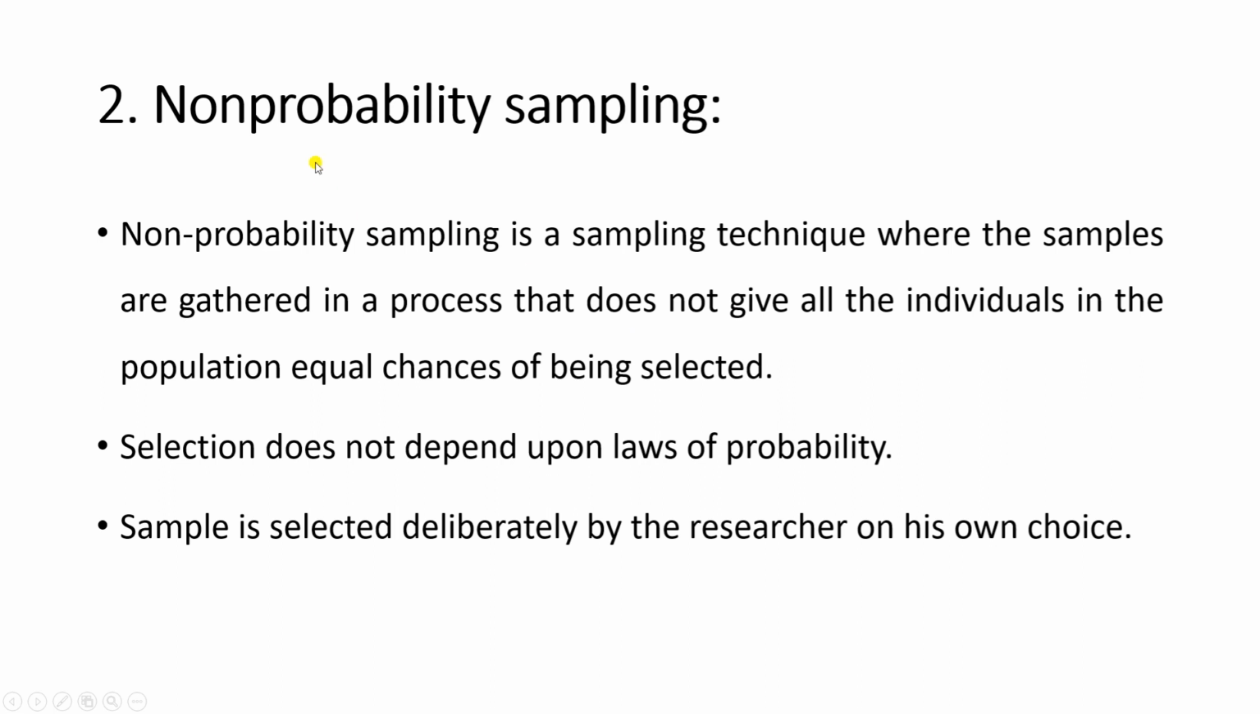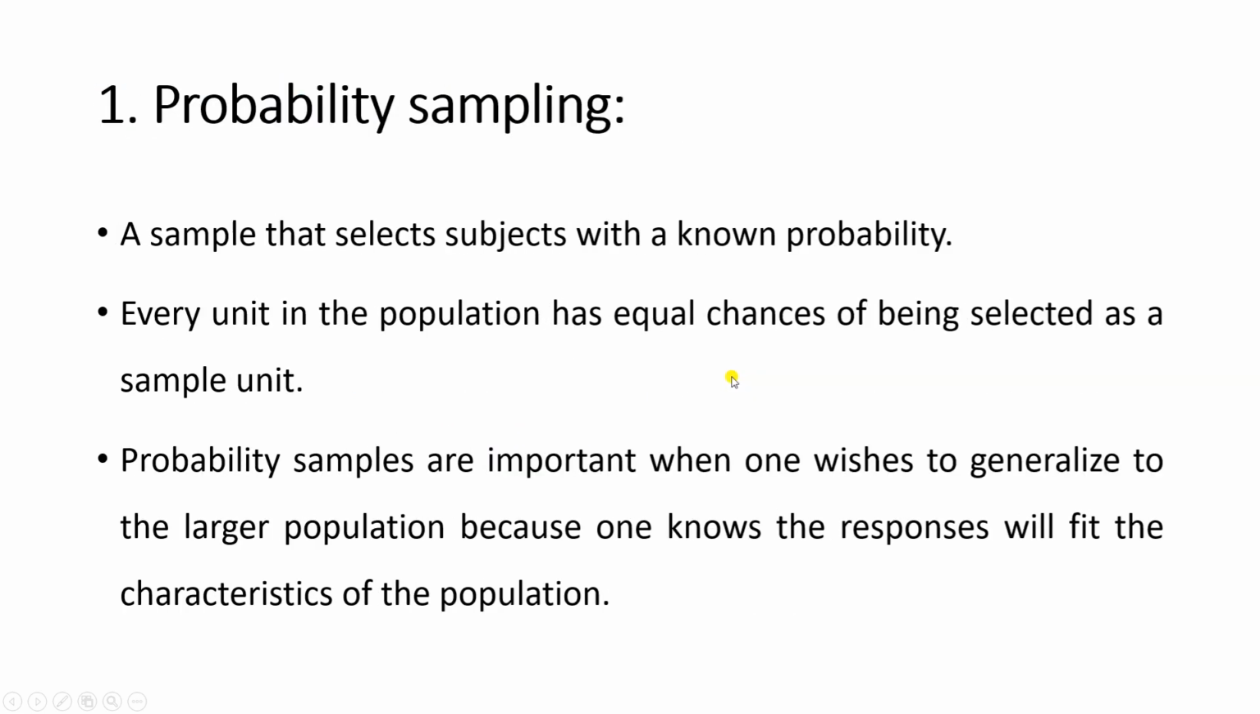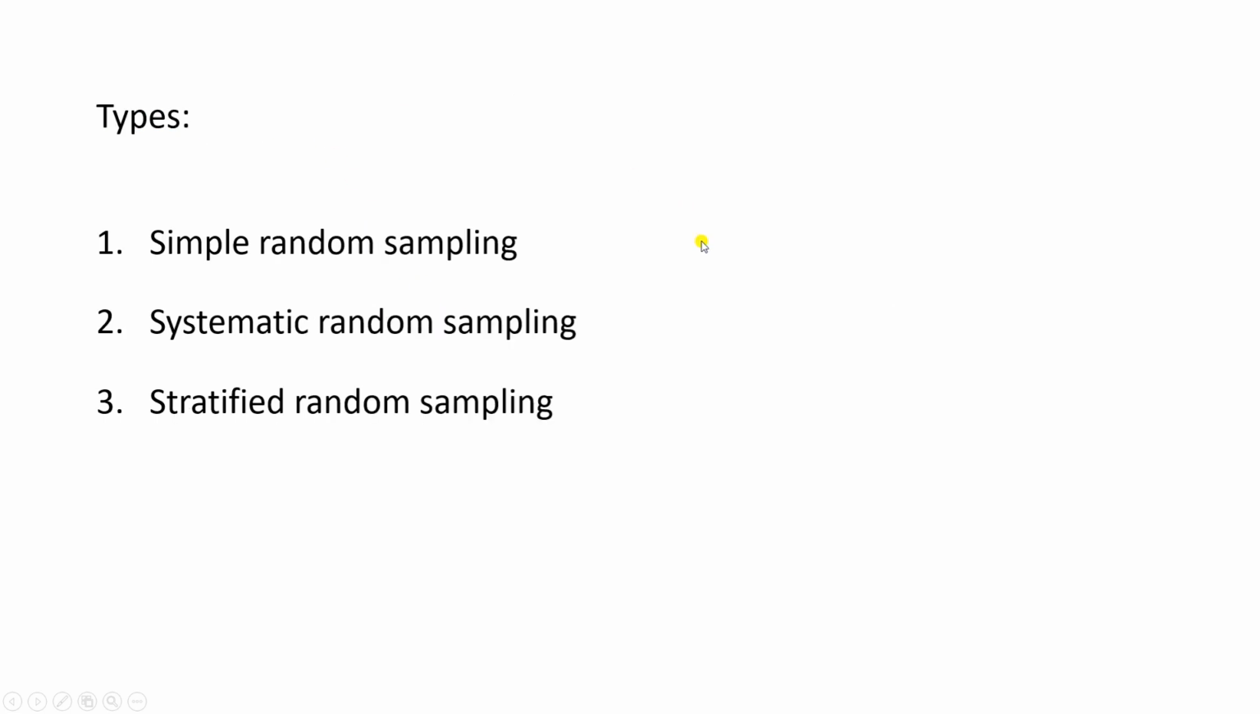And what is non-probability sampling? Non-probability sampling is a sampling technique where samples are gathered in a process that does not give all individuals in the population an equal chance of being selected, right? So there is a problem with that, since not all the individuals have an equal and known chance of being selected, as we mentioned here in case of probability sampling.